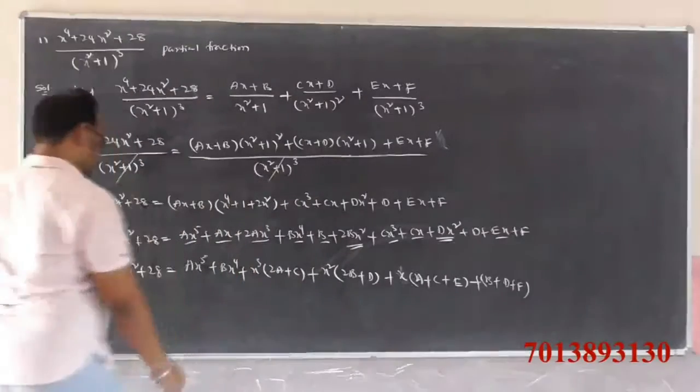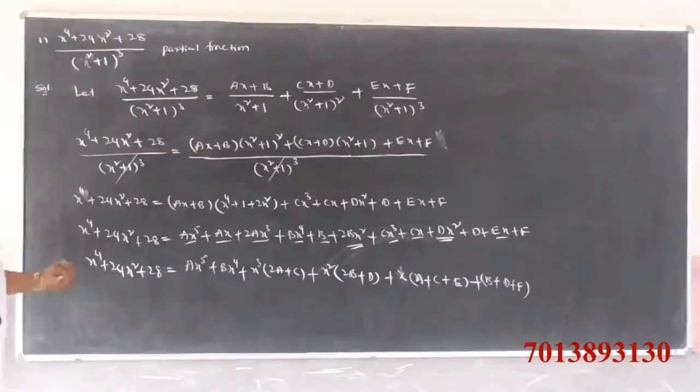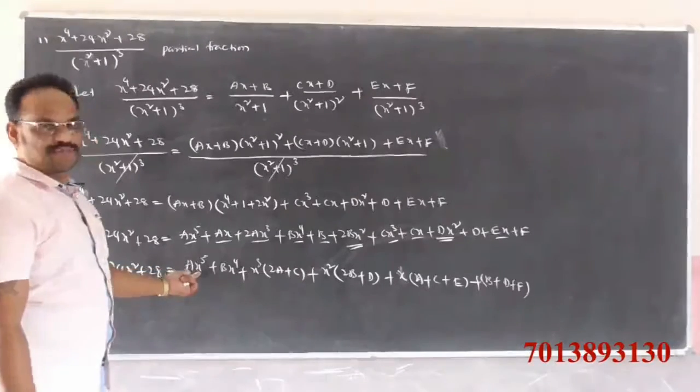Compare LHS and RHS. Coefficient of x to the power 5 here is 0, coefficient of x to the power 5 here... what is the coefficient of x^5 here?